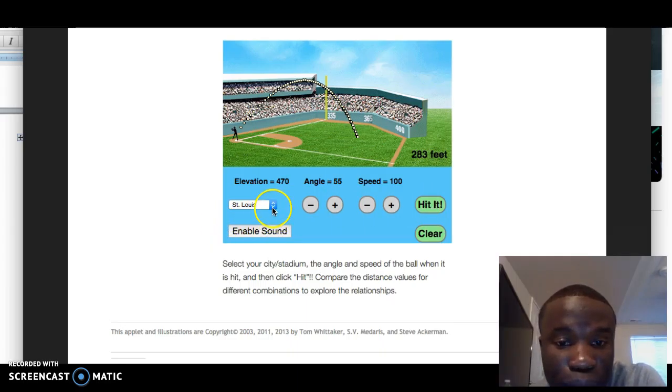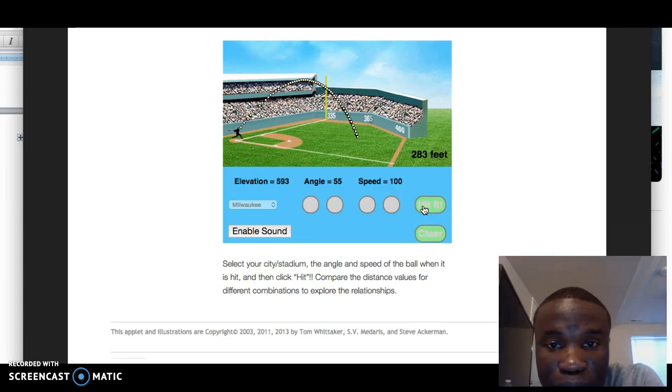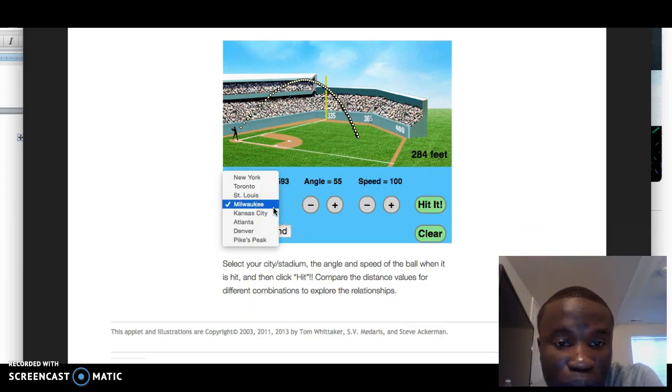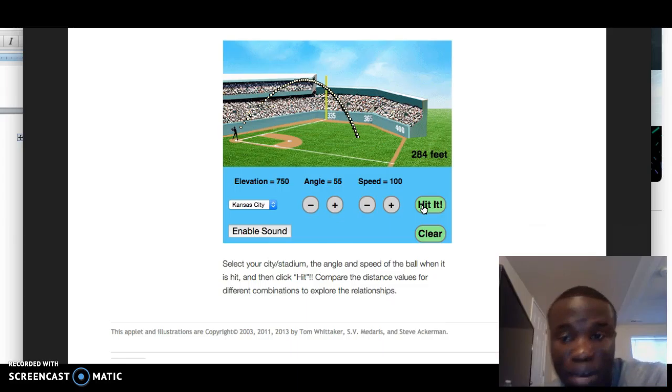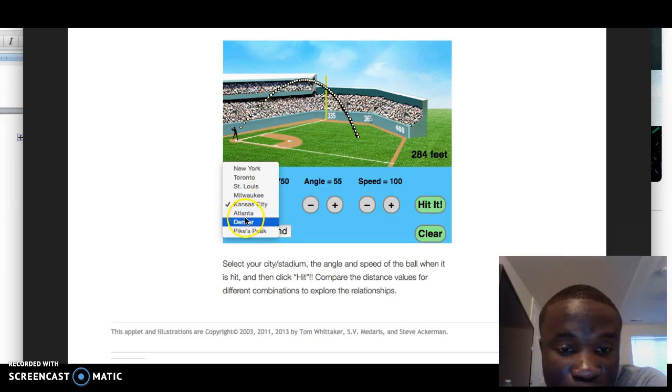So if this was in the higher elevations, 593, I want to see what would be the difference. Well, pretty much you get 1 feet different if you were playing in Milwaukee. If you're playing in Kansas, which is 750 elevations with the same speed, basically it's the same thing. Because if I'm a pitcher, this would be a place I want to play.